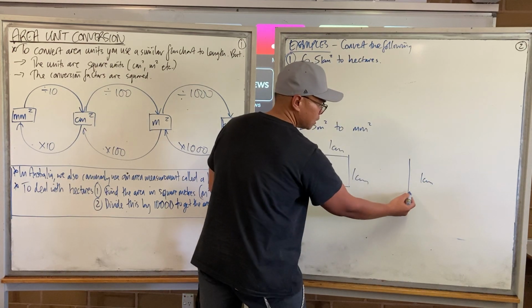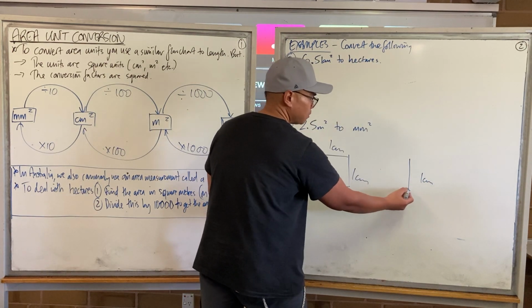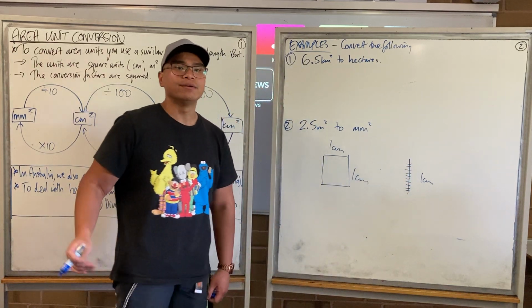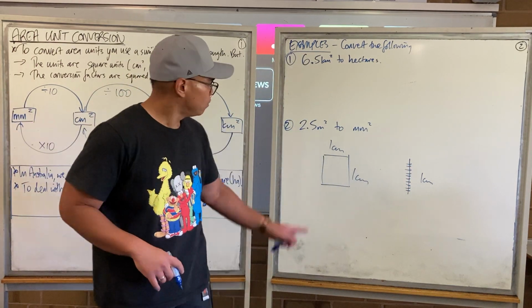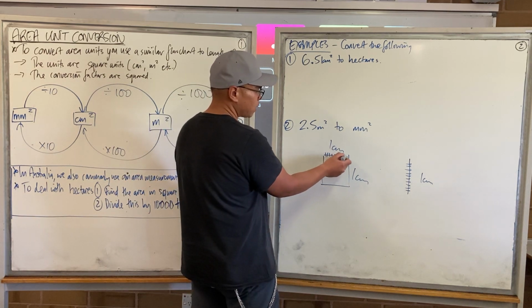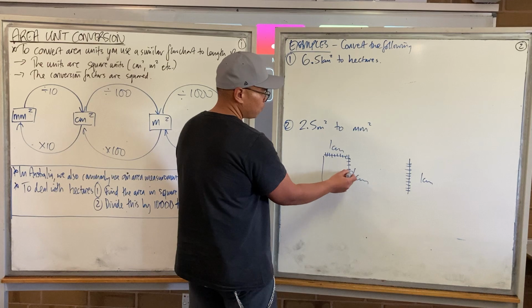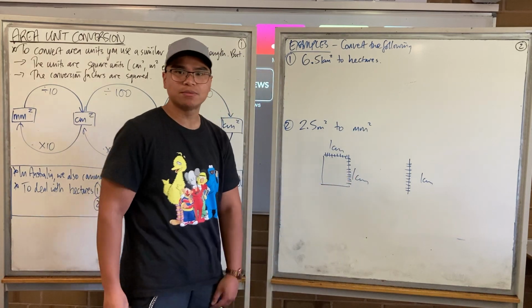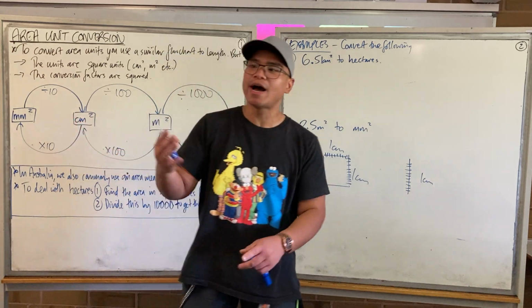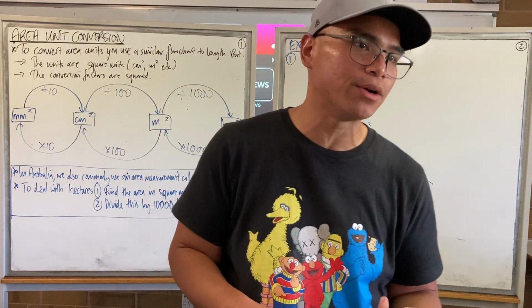How many millimeters are there in a centimeter? 1, 2, 3, 4, 5, 6, 7, 8, 9. There's 10. We've established that already. But when it's area, how many across? 1, 2, 3, 4, 5, 6, 7, 8, 9, 10, and 10 down. What's 10 times by 10? 100. What is 10 squared? 100. You can't just divide or times by 10 when you're going to area.